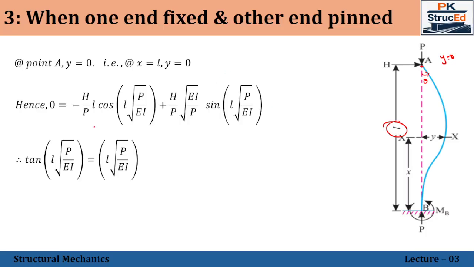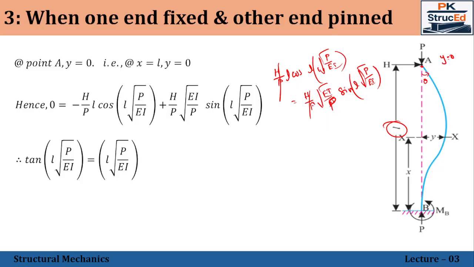If you bring it to the other side, we can see this will become h by p L cos L into root over P by EI, which will be equal to h by p root over EI by P into sine of L root over P by EI. Now you can see that on both sides h by p is available, so we can eliminate those two. The remaining terms: on the left side we have L cos, and on the right side we have sine.